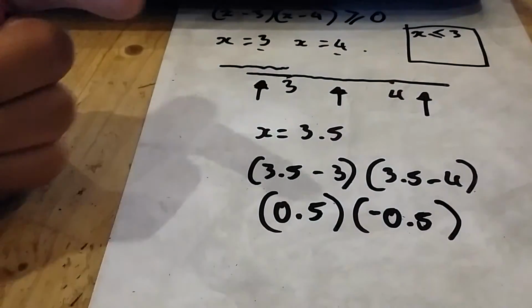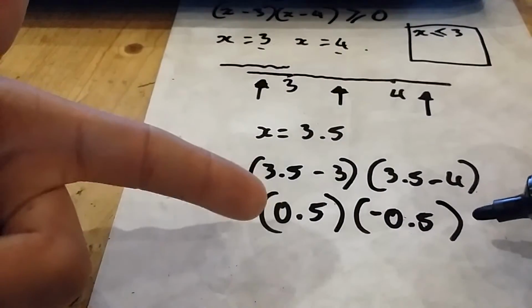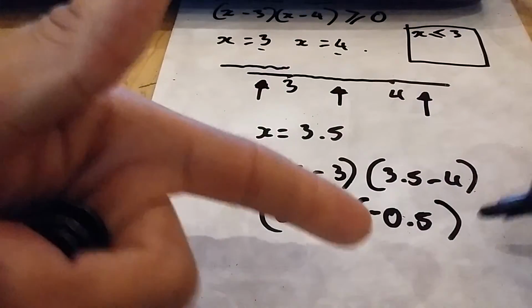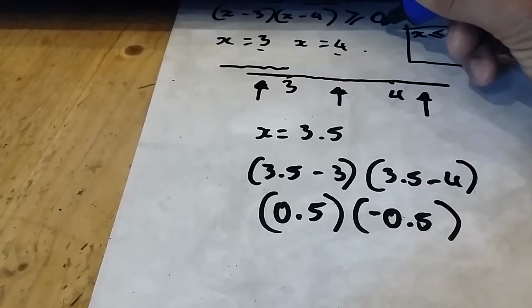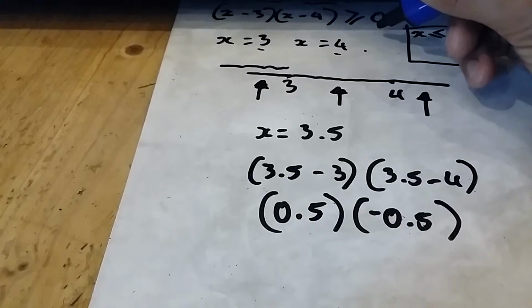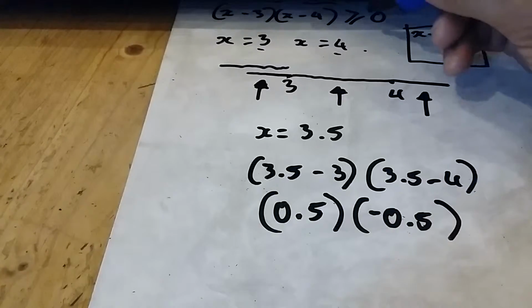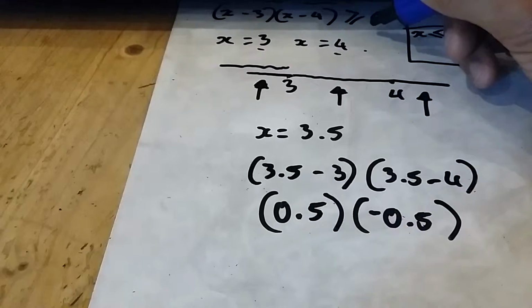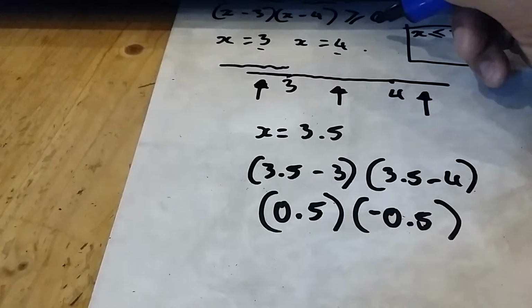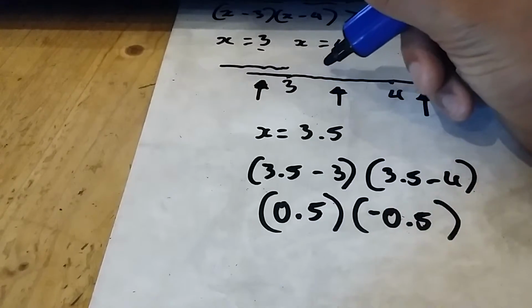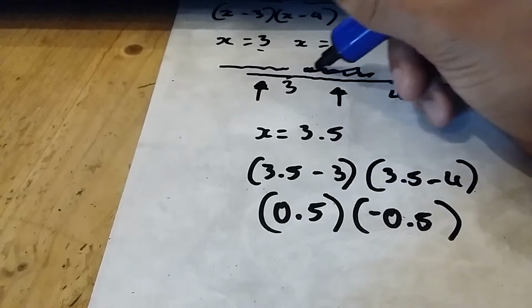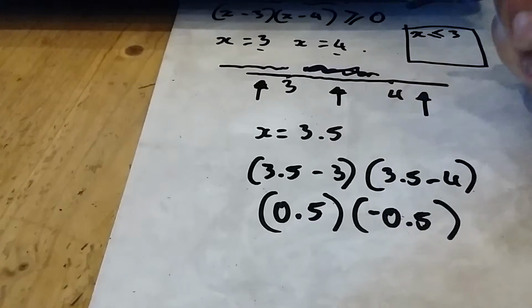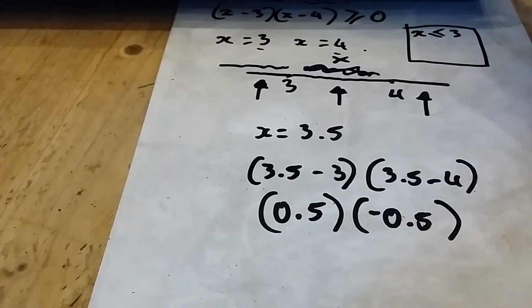Now you don't really have to work this out because you know a positive times a negative is a negative, and any negative number will be less than 0. But we need our inequalities to be greater than or equal to 0. So we know now that the solution cannot lie between 3 and 4. Okay, it can't lie between 3 and 4.